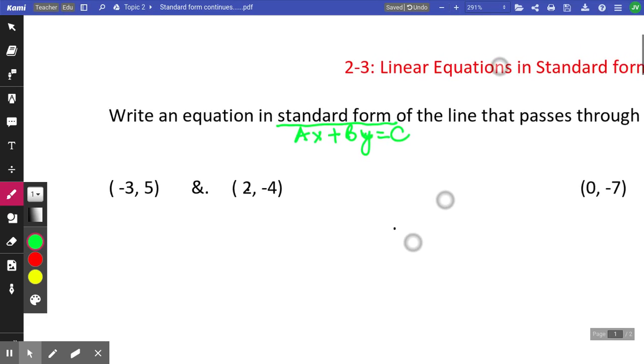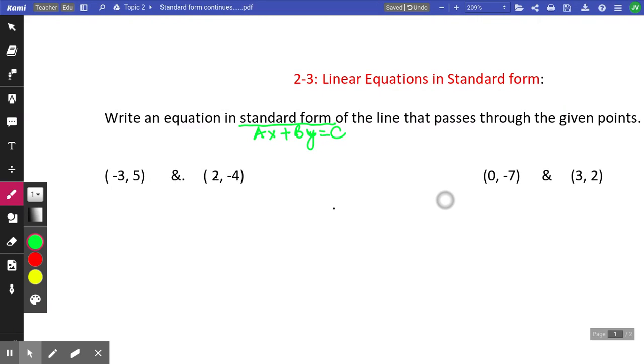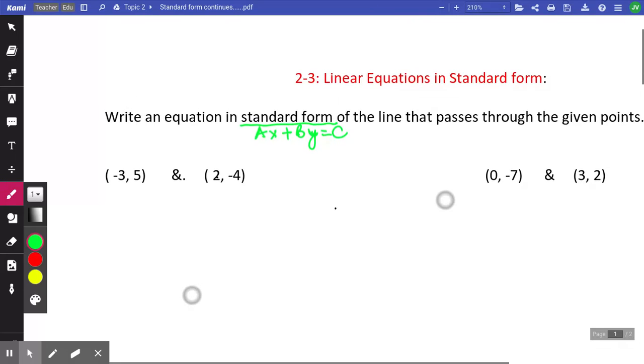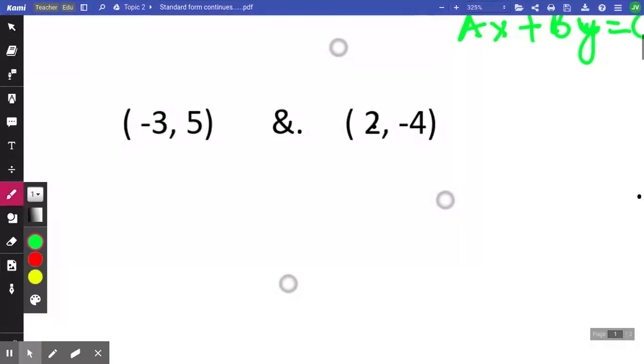In this video, we are going to write equations in standard form when 2 points are given. There is a little bit of work to do for this type of problem. You would have first to write it in point-slope form. That's the easiest way to go, the shortest way to go. And then after you write it in point-slope form, you turn it into standard form.